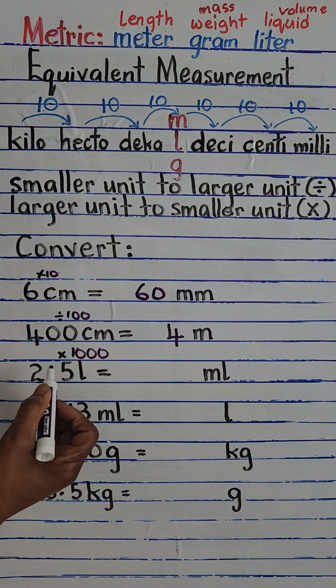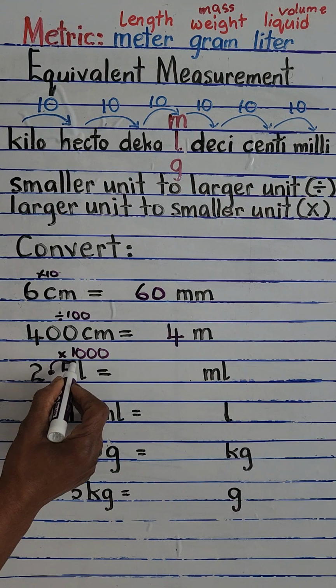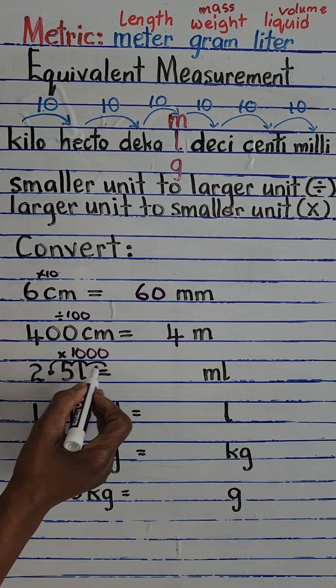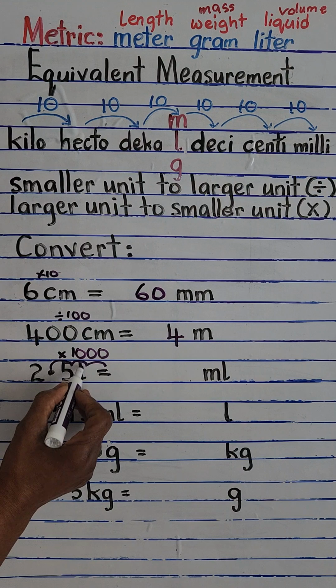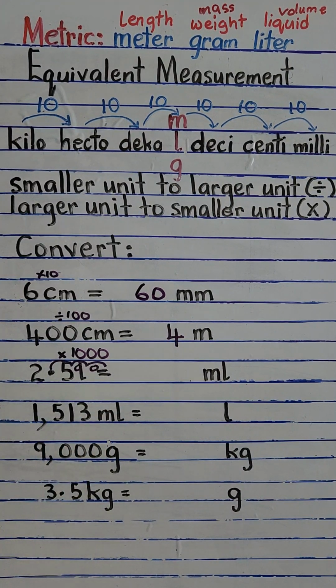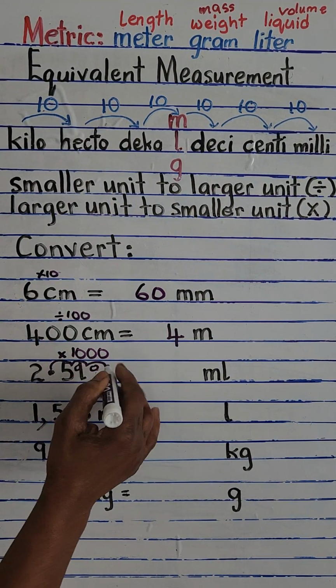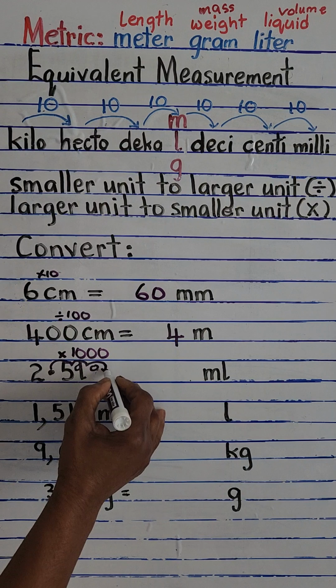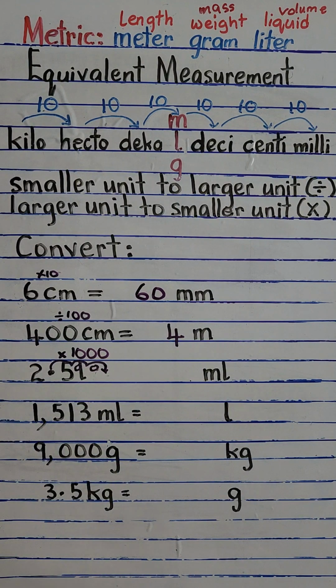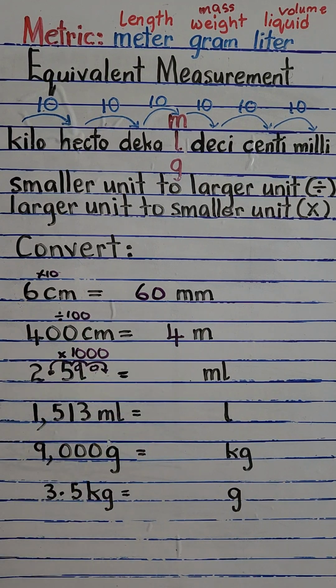And when we multiply by 1,000, 3 places, 1, 2, 3, we're going to put zeros. Put a 0 right here, put a 0 right there. Hope you can see that very well. And now that is equal to 2,500.